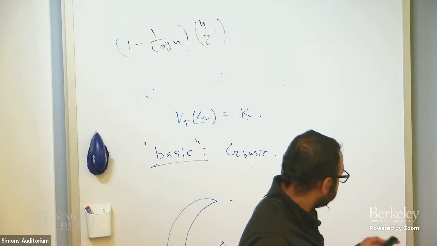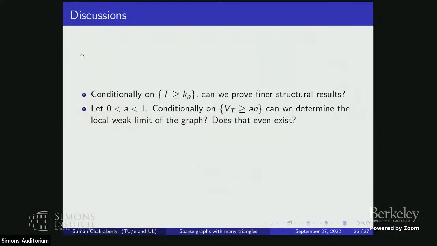And so conditionally on this, can we determine the local weak limit of the graph? As we said, we have some guesses and some advances, but we don't know what the limit is. Or is there a simple argument to show that the limit exists? That would be nice, because then we can show that it exists, and we know that it is not tree-like just by trivial arguments. So these are another set of questions.